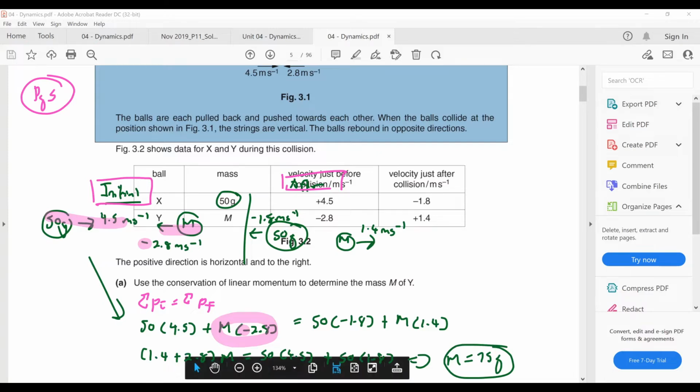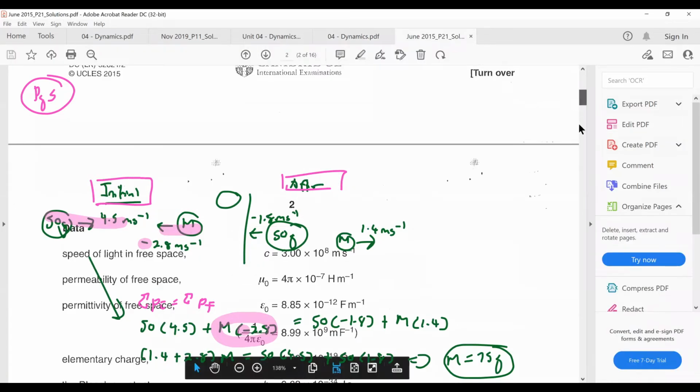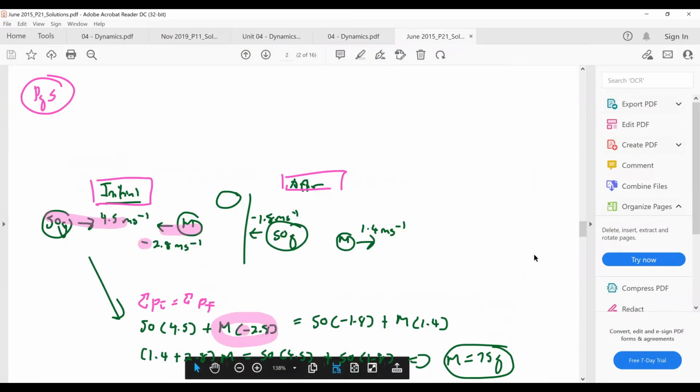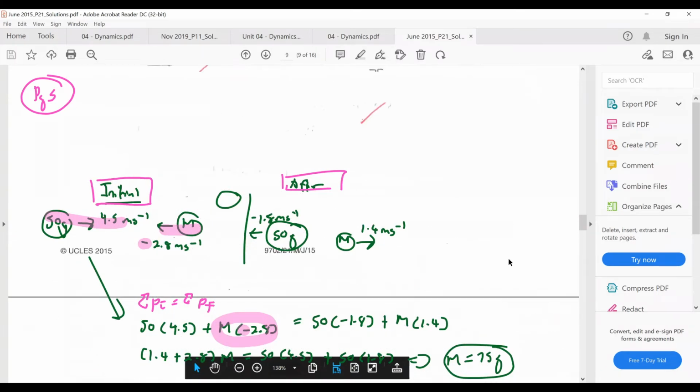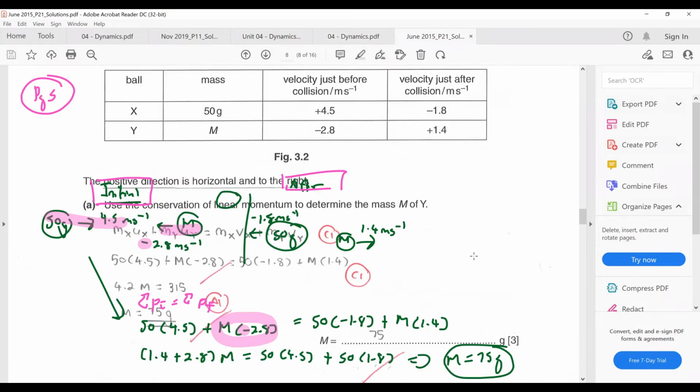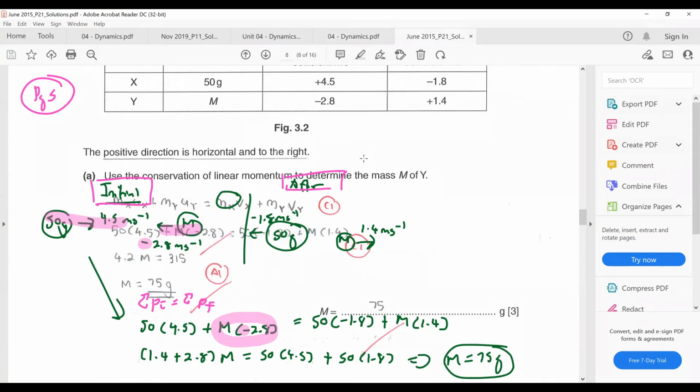Let me just open out the answer for you. This one will be June 15 P21. Yeah, June 15 P21, you get your answer as 75 grams. This one.